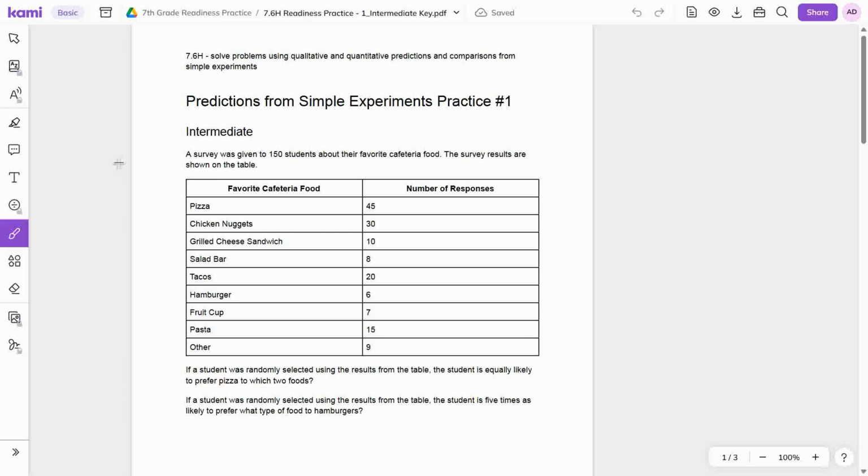Today we are looking at the 7th grade concept of predictions from simple experiments. This is Readiness Practice 7.6H, the intermediate version.